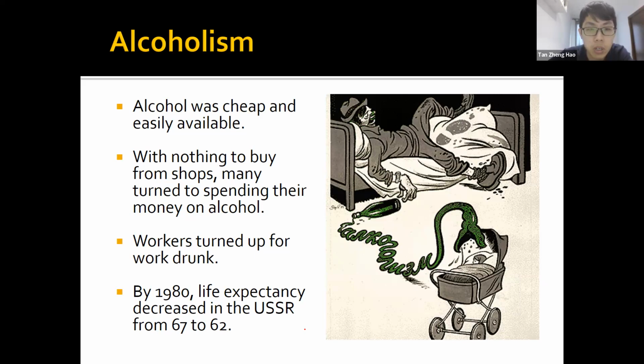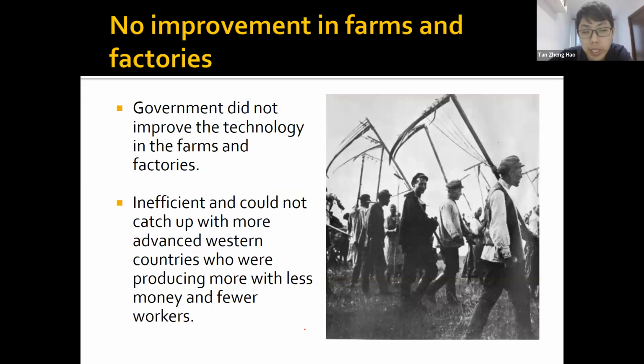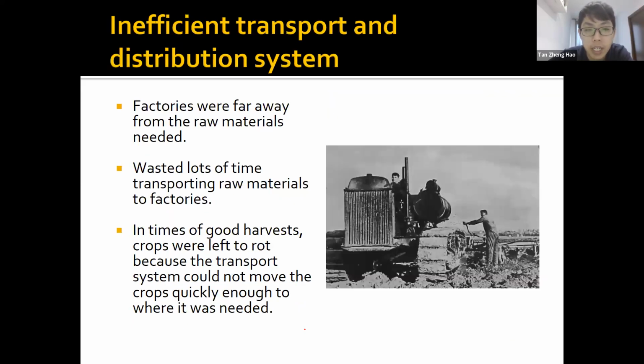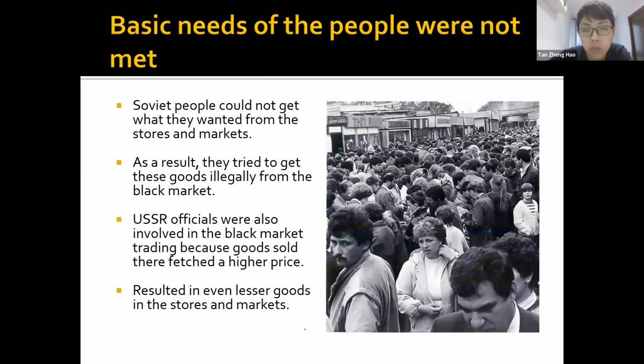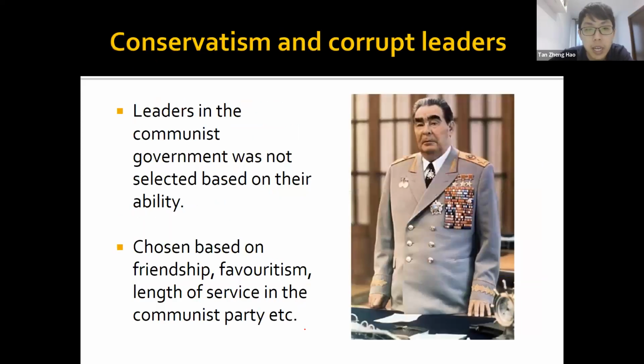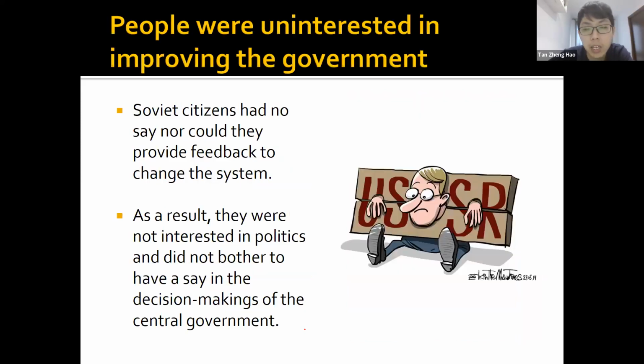So people turned to alcohol. Okay, farming wise, it was also lagging behind compared to Western countries, who were more efficient, producing more with less resources. Okay, basic needs were not met in an effective government. So people were starting to get very unhappy with the Soviet way of doing things and uninterested, okay, because they know they cannot change the feedback. Under communism, it was still an authoritarian regime, okay, so people did not feel like they could change things much.